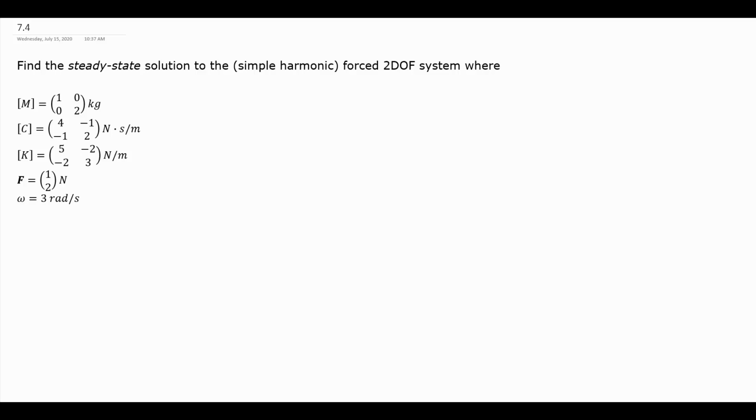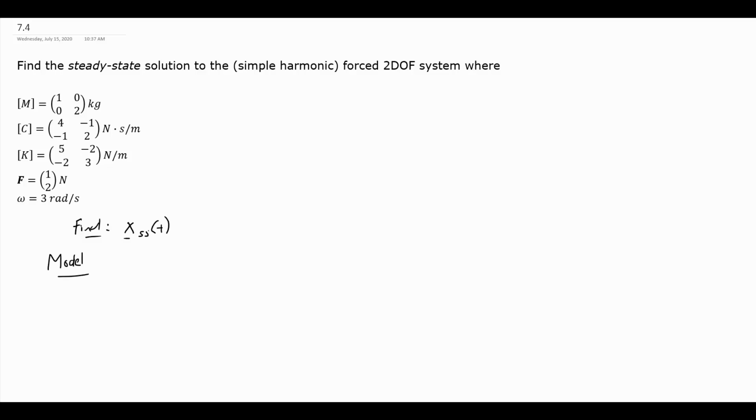In this problem, we're trying to find the steady state solution to this 2 degree of freedom system. Now, we're given a lot of the information here, so we are going to see that it is a simple harmonic forced 2 degree of freedom system, and we're just looking for the steady state response here. So we want to find what I will call x steady state of t, where this x vector is going to be made of our 2 degrees of freedom, I'll be calling x1 and x2.